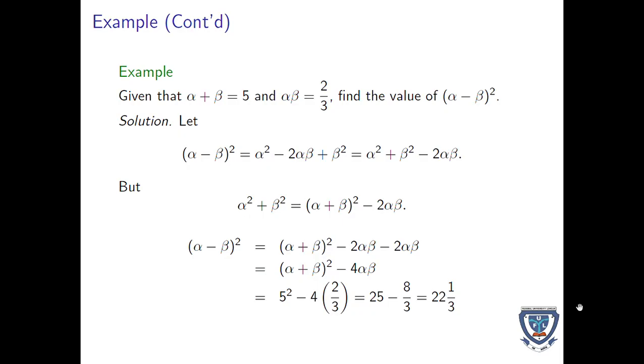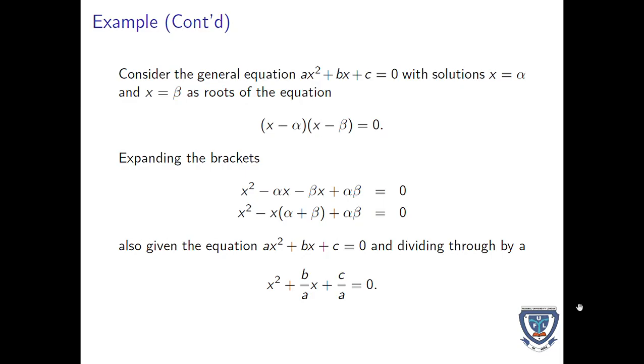Solution: let alpha minus beta all squared be equal to alpha squared minus 2 alpha beta plus beta squared, which is equal to alpha squared plus beta squared minus 2 alpha beta. But alpha squared plus beta squared is equal to alpha plus beta squared minus 2 alpha beta. Now, what will alpha minus beta squared now be? It is going to give us alpha plus beta squared minus 4 alpha beta. So when you substitute the values for alpha plus beta and alpha beta, you're going to get 22 and 1 over 3 as the answer.